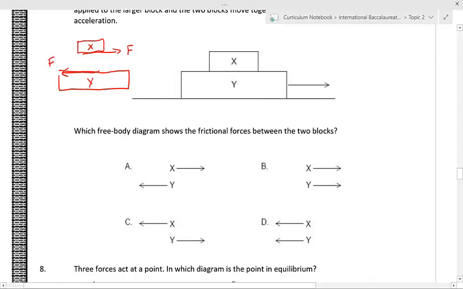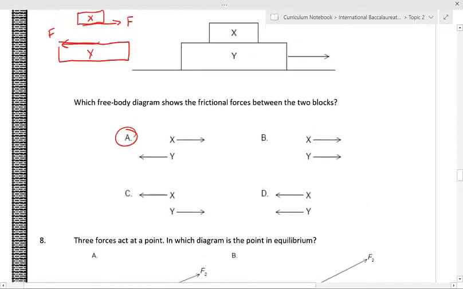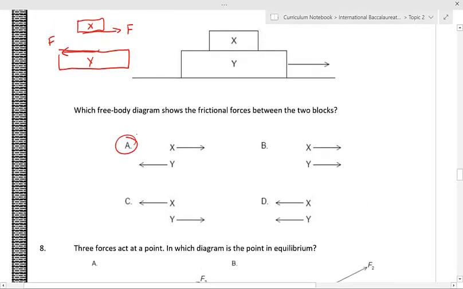So basically, Y is going to cause X to accelerate forwards, and X is going to reduce the net force on Y, making the acceleration of Y less than it would have been if that friction force hadn't been there. So X is forwards, Y is backwards. That's A. Note that in your assessment, these answers would have been rejumbled, so you would have needed to find the correct answer.